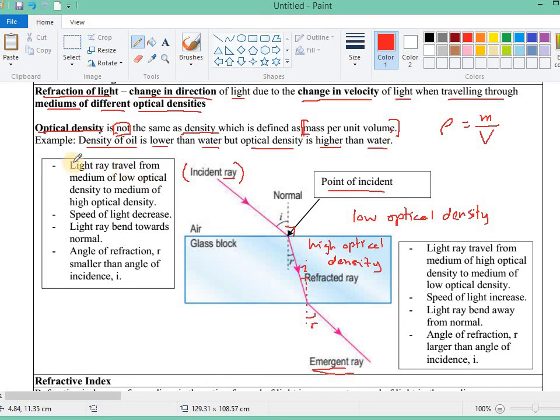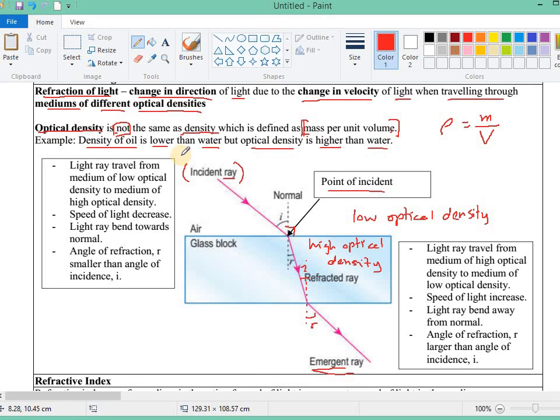Okay, so let's go through this in the notes. Light ray travels from medium of low optical density to medium of high optical density. This explains what is happening here. Speed of light decreases. Light ray bends towards the normal. Angle of refraction is smaller than angle of incidence. This is the explanation for the incident ray, when the light goes from air to glass block. Next, light ray travels from medium of high optical density to medium of low optical density. Speed of light increases. Light ray bends away from the normal. Angle of refraction is larger than angle of incidence. This explains where the light goes from the glass back into the air.